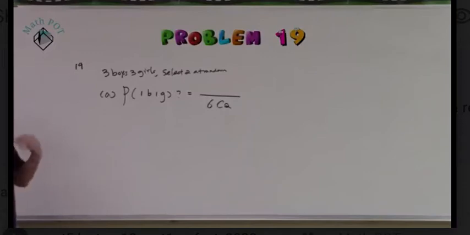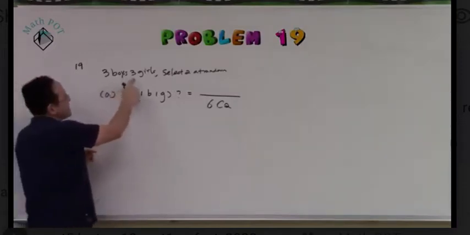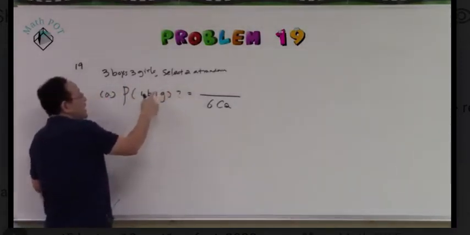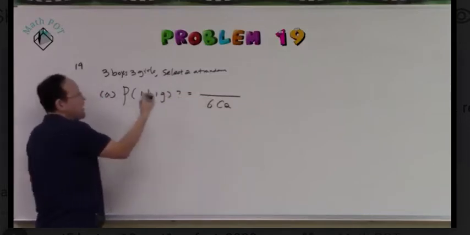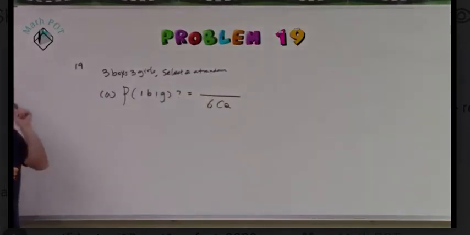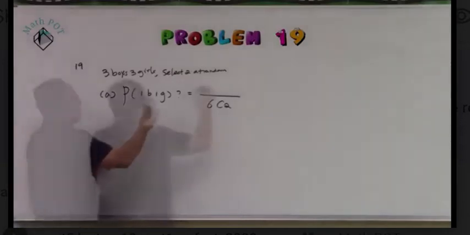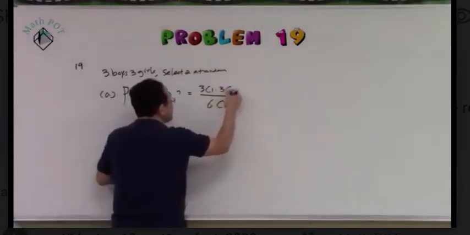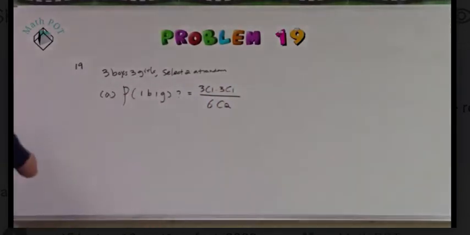So the minimal condition is very clear. We have 3 boys, 3 girls. We want to select 2. So how many ways to get exactly 1 boy and 1 girl? It's very clear. This is our typical counting problem. It's nothing but 3C1 multiplied by 3C1. Of course, simplify. That should give you the answer.